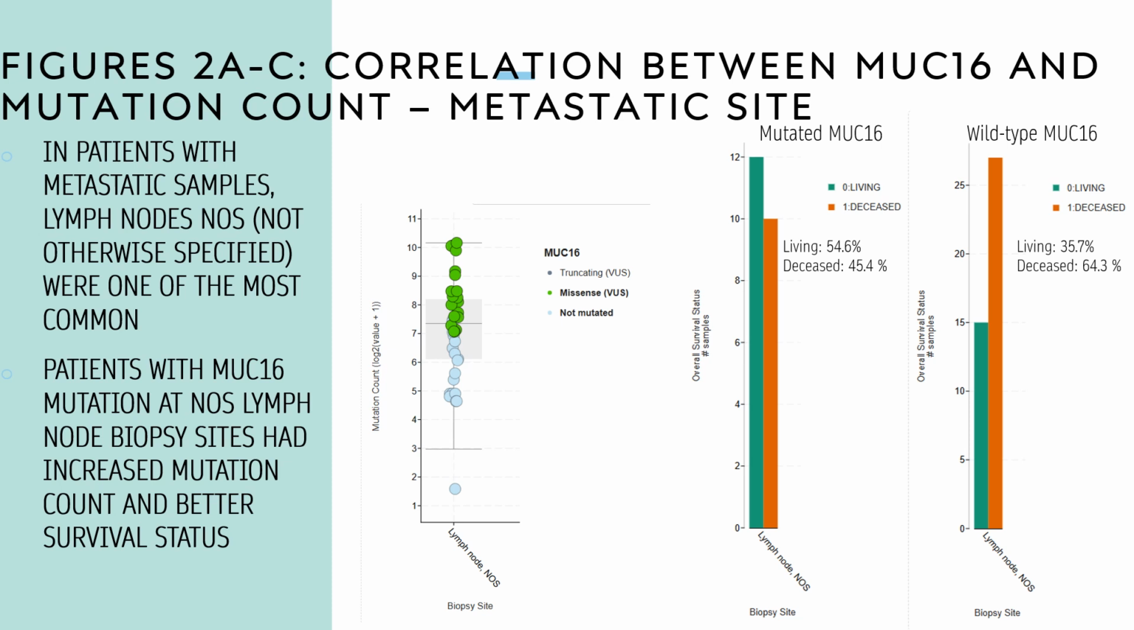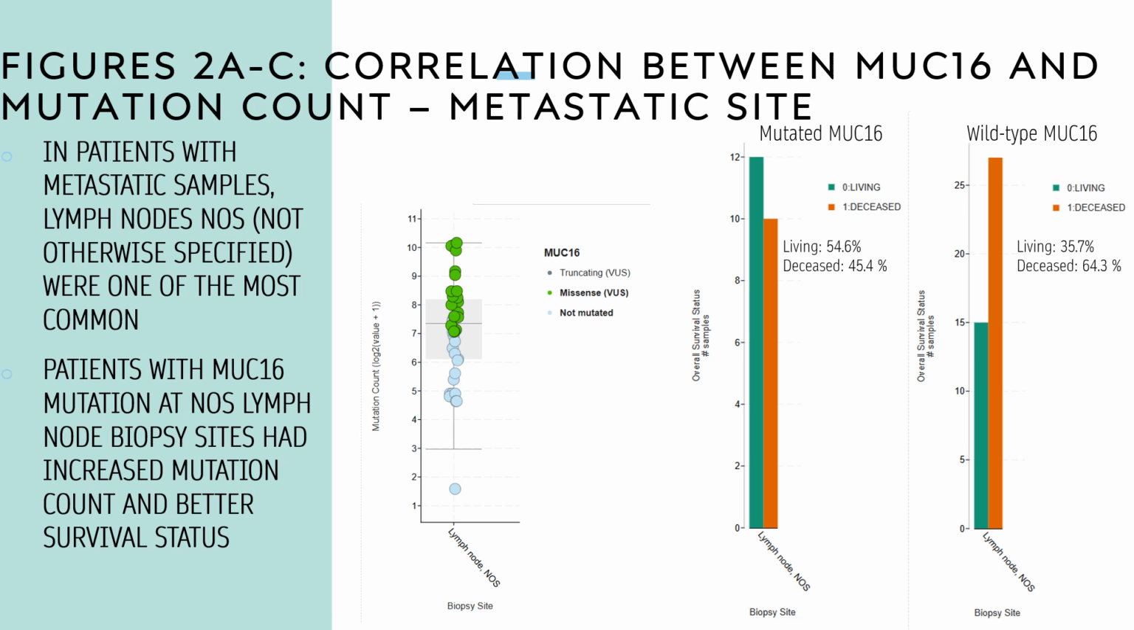In the leftmost image, we can see that patients with the mutated MUC16 gene actually do show higher mutational count than those without the mutated MUC16 gene. This goes back to my topic of the tumor mutational burden and how those that experience a higher tumor mutational burden actually show a better response to treatment and prognosis for the patient.